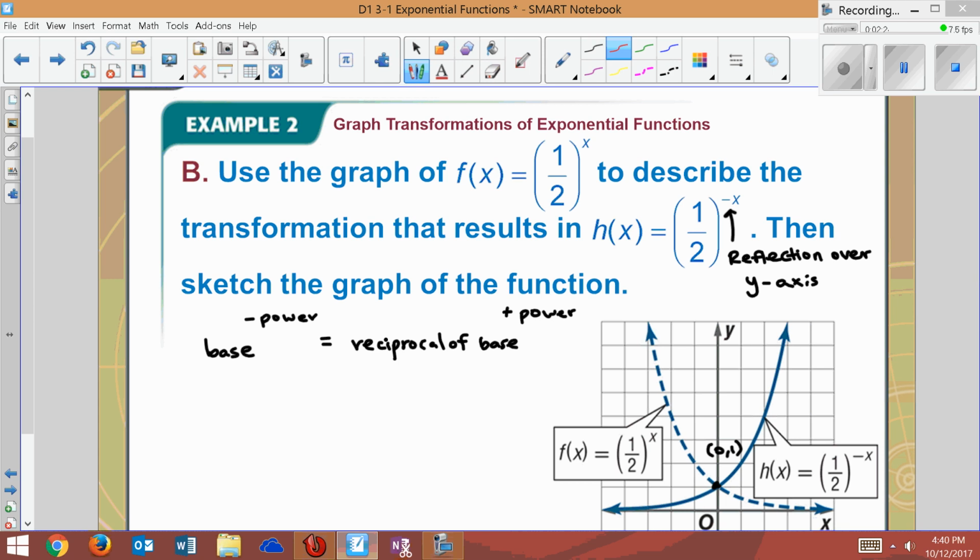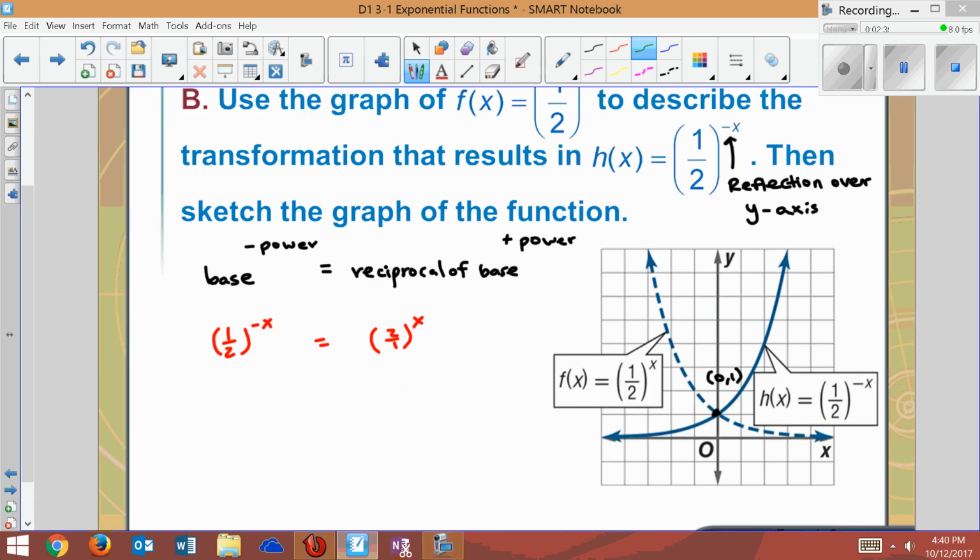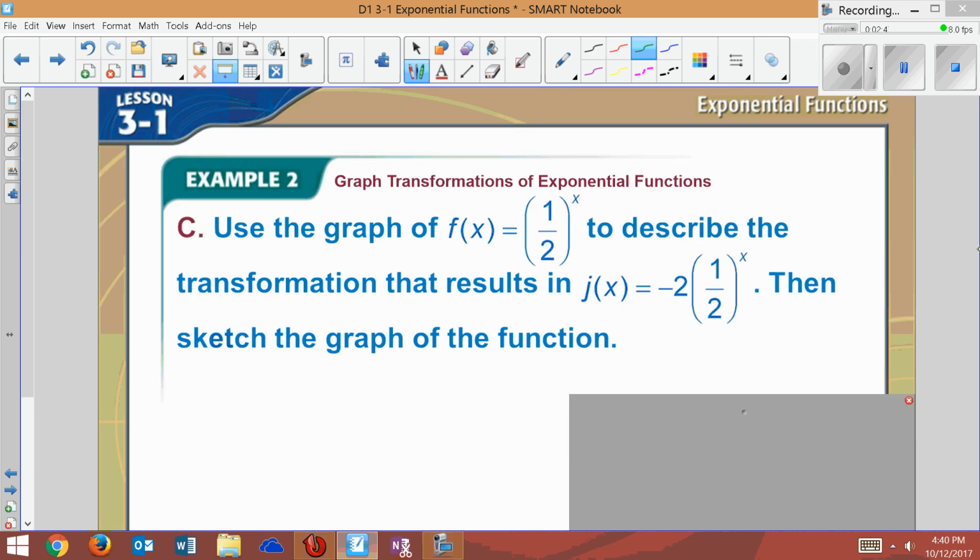So what does that mean in our case? We have the base 1/2 to the power of negative x. That's going to be equal to the reciprocal, which is 2 over 1, to the power of positive x, which you could simplify one more time and say this is equal to 2 to the power of x, and that would be growth. All right. Let's do another one here.